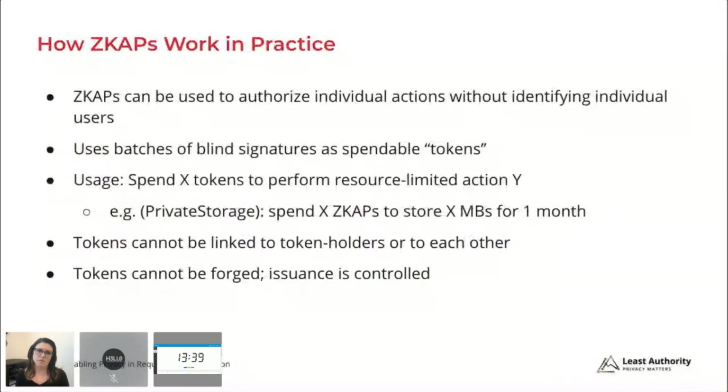So the result: ZCAPs in practice. How do ZCAPs work in practice? ZCAPs can be used to authorize individual actions without identifying individual users. So this is a really key part of our system, that we can actually maintain this product and accept payments, and not be able to link that data to the individual users and to be able to give them privacy is pretty amazing. We think that zero-knowledge proofs are fundamentally exciting, and when placed in the right spots and systems, they can provide a level of privacy that we just couldn't have dreamed of before.